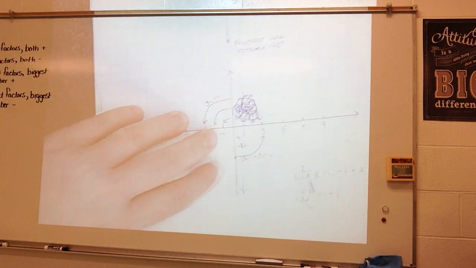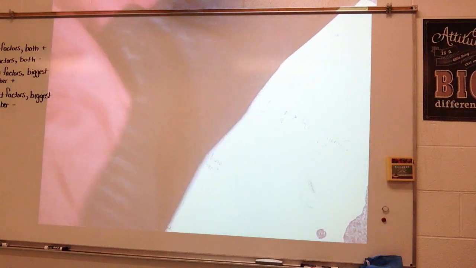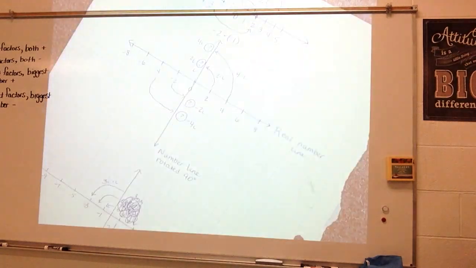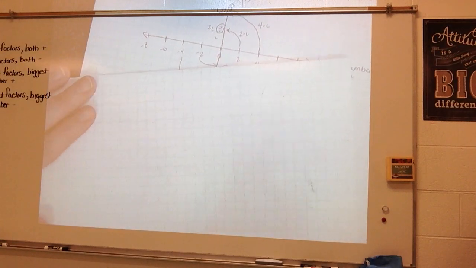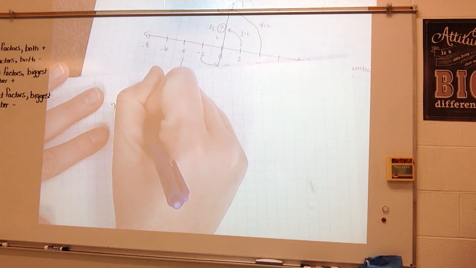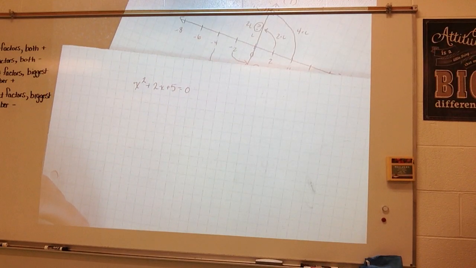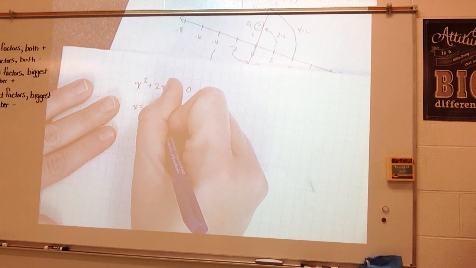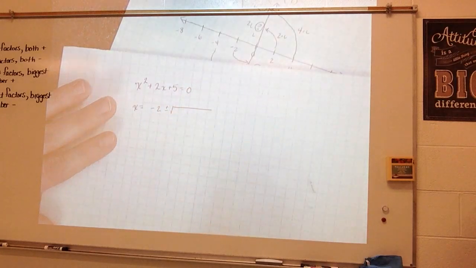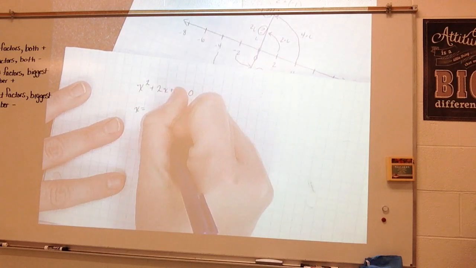Alright, so now let's talk about a problem. If you remember back in Algebra 1, if we had something that we could not factor, then we would apply the quadratic formula to it. Let's say that I had x squared plus 2x plus 5 is equal to 0. Well, this can't be factored, so if you remember, we would do the quadratic formula. So x would be equal to negative b plus or minus the square root of b squared minus 4 times a times c, over 2a.